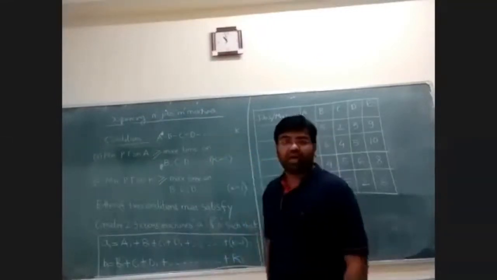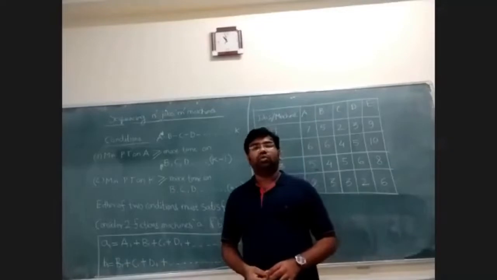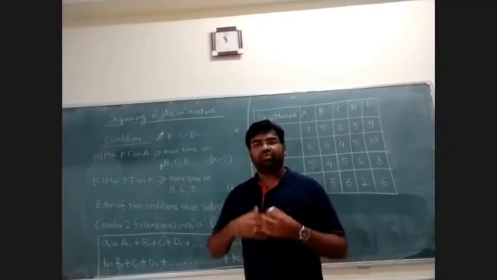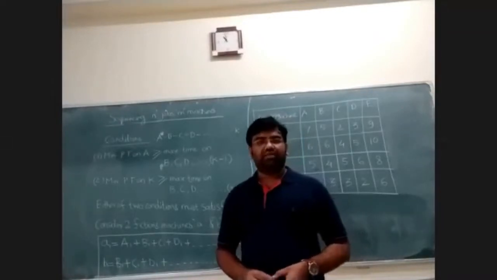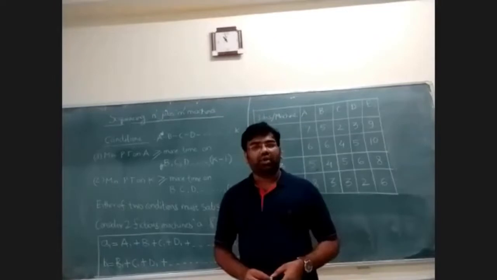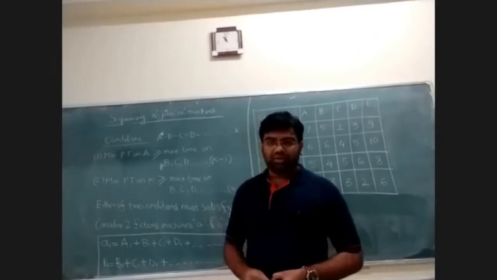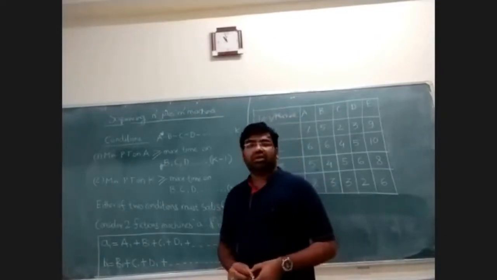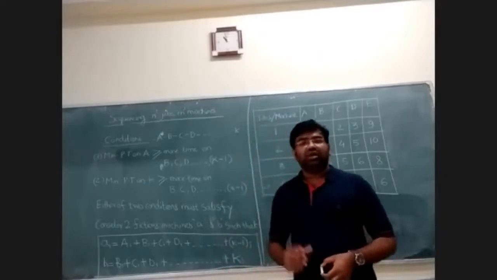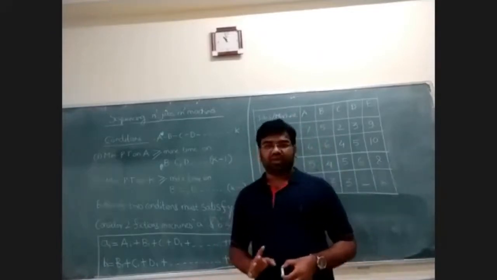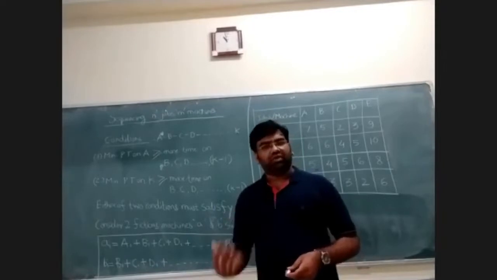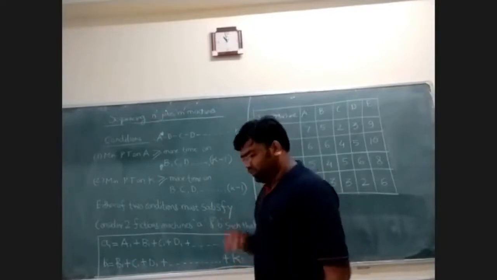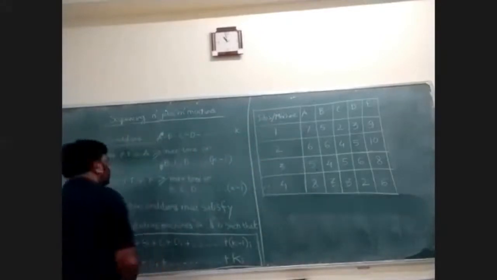Now here also make it a point that unless and until the conditions are satisfied, we won't be able to solve this problem. So what are the conditions here? There are two conditions, and either of the two conditions should get satisfied. If one of the conditions gets satisfied, we are able to solve this problem with the sequencing order. So what is the first condition?